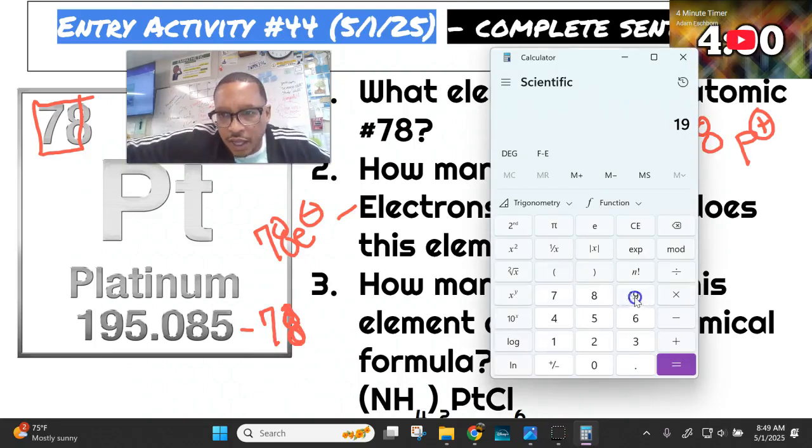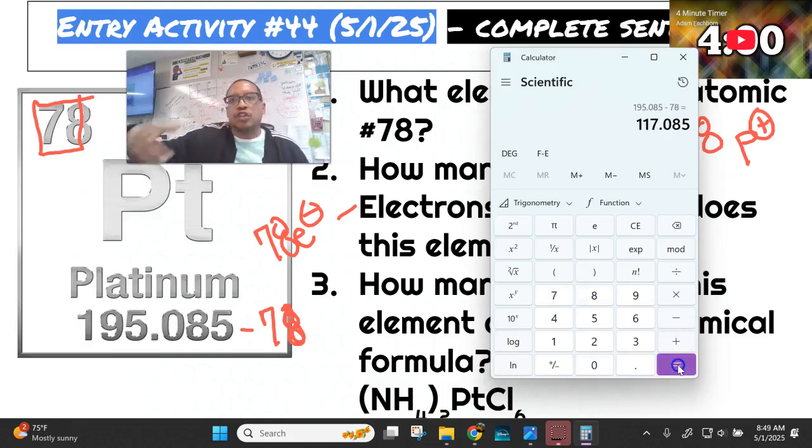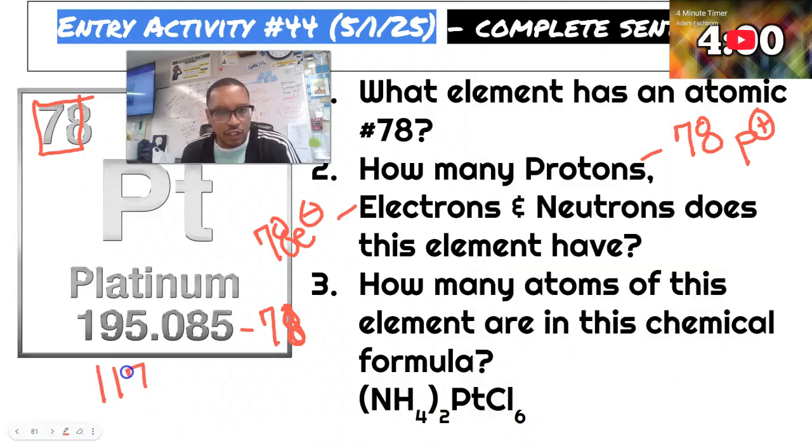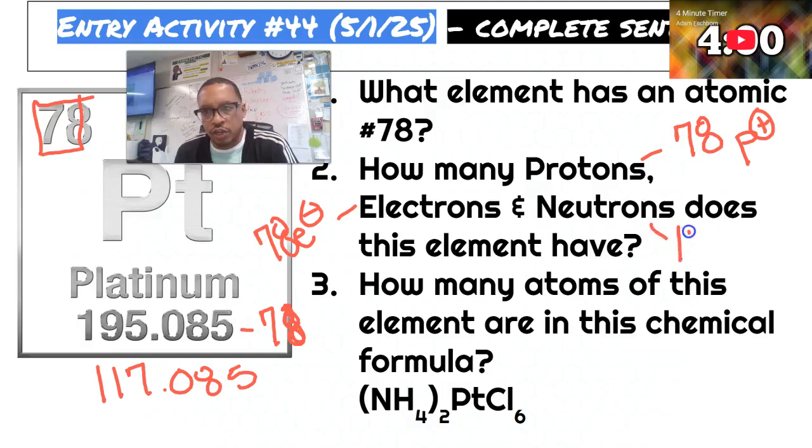So 195.085 minus 78, okay? And that gives us 117.085, and that will just round us to 117 neutrons. Now, so hopefully you saw all of that. You were totally good with it. And again, we just rounded this number here.